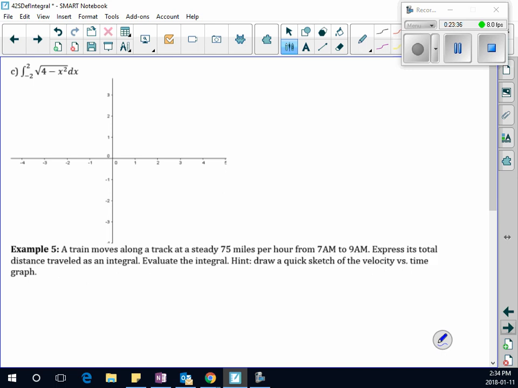So a parabola that got shifted down 4. Oh, actually it's upside down too, right? So it's shifted up 4. I'm looking at it wrong. So I'm just going to do a quick sketch and then we'll erase it. So if 4 is right there, it's like this, right?